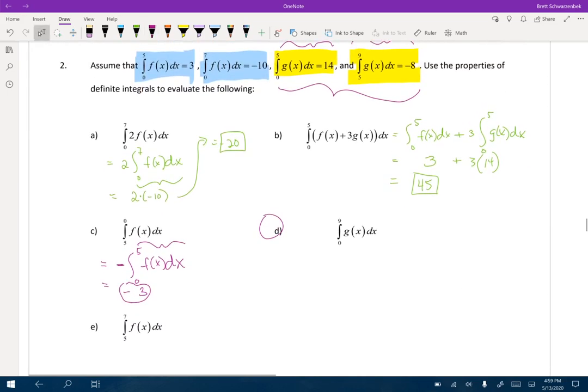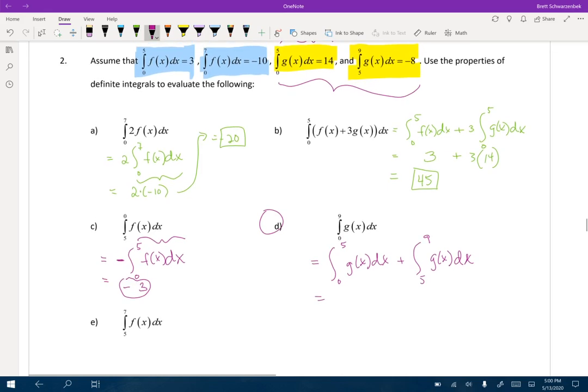So let's write that out. This is equal to the integral from 0 to 5 of g of x dx plus the integral from 5 to 9 of g of x dx, which is going to give us the two areas that are provided up here. 14 plus negative 8, which is going to give you 6. That is your net area.